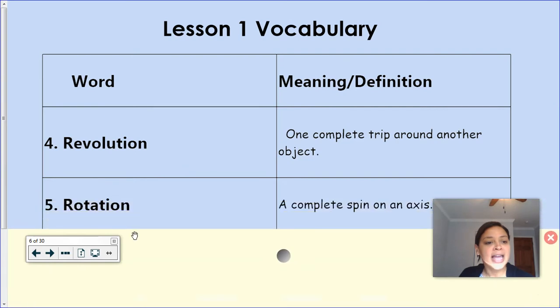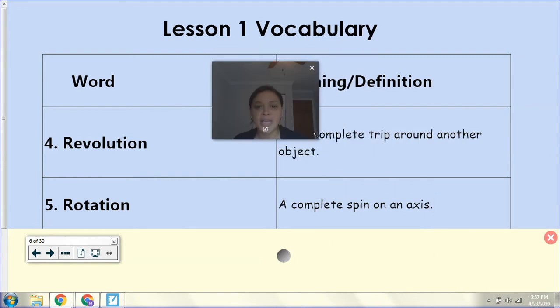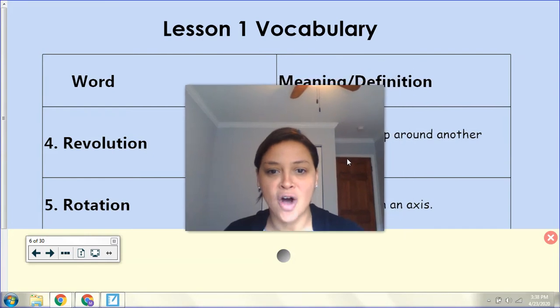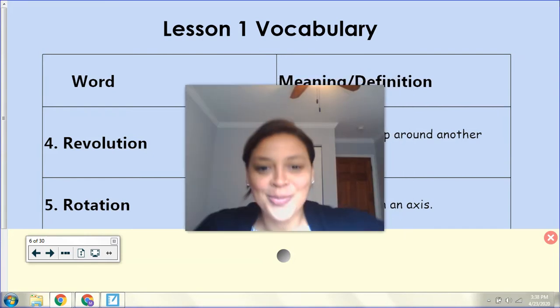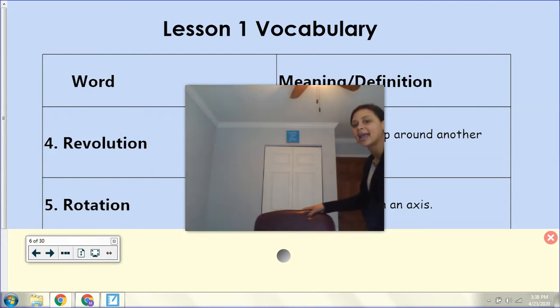Our last 2 vocabulary words are revolution and rotation. These 2 words can be mixed up sometimes, so listen to their definitions, and then I'm going to show you an example of both. A revolution is one complete trip around another object, and a rotation is a complete spin on an axis. I'm going to quickly use my chair in my office here at home to show you what I mean, so you can see the difference between a revolution and a rotation.